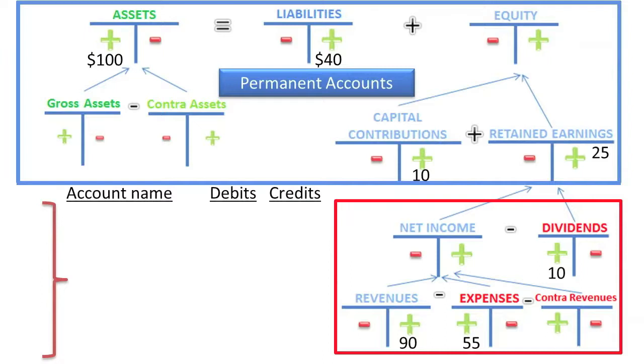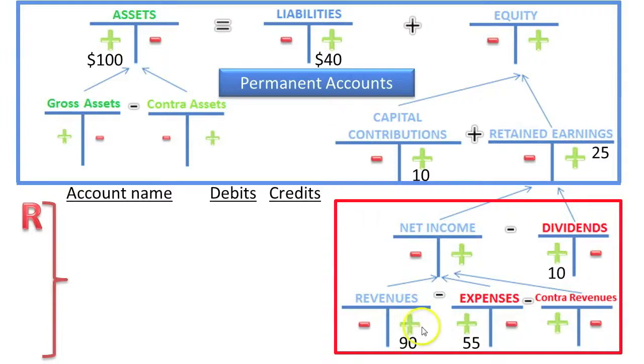Visually, you can think of the closing process in this manner. In this blue box, we have all the permanent accounts, and in the red box below, we have the temporary accounts. The closing process will take these temporary accounts and put them into retained earnings and zero them out. All I've done is I've taken the adjusted trial balance from the prior page and I put their balance into their respective ledger account. What we're now going to do is go through the REID acronym to close all temporary accounts into retained earnings. R, revenues.